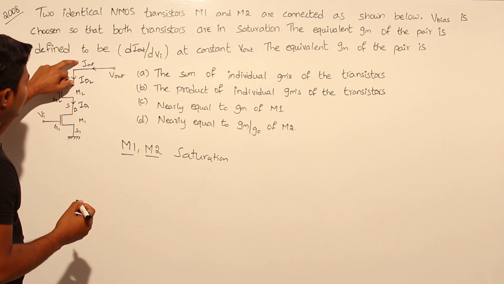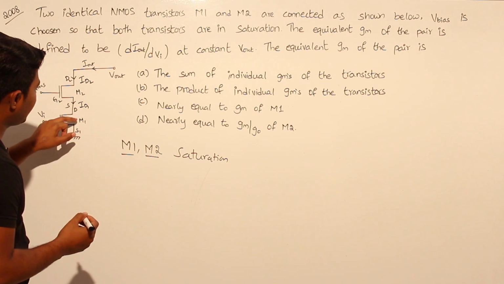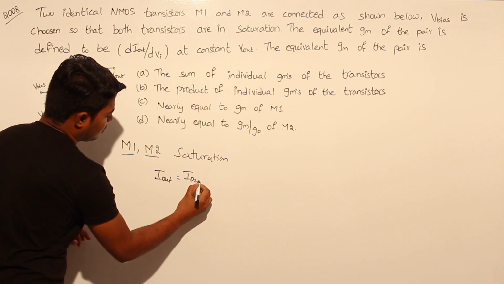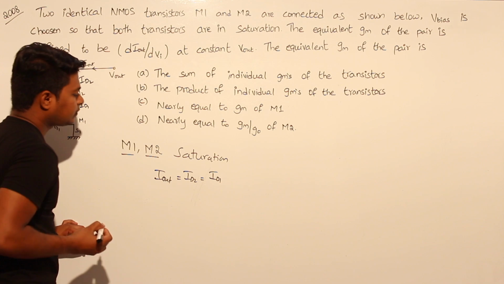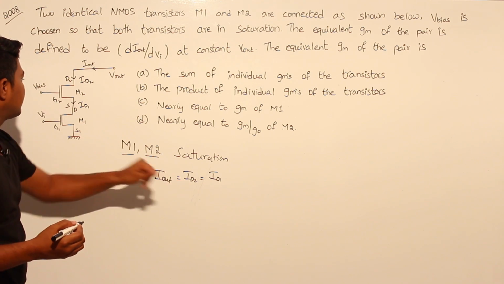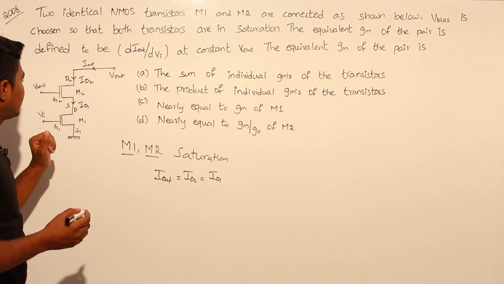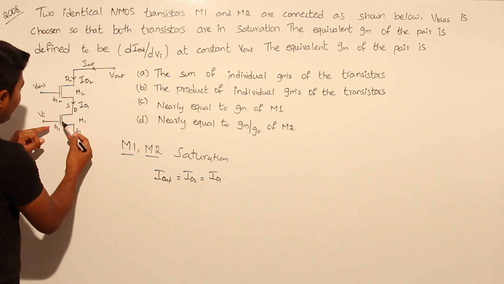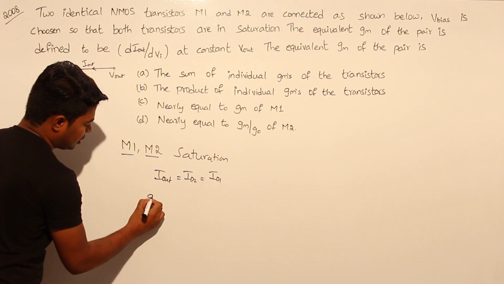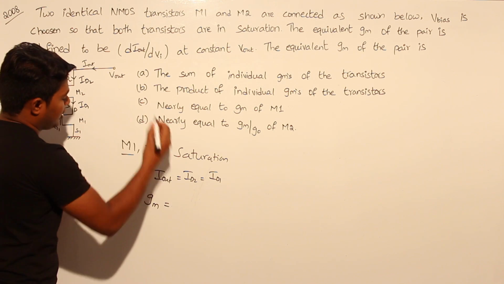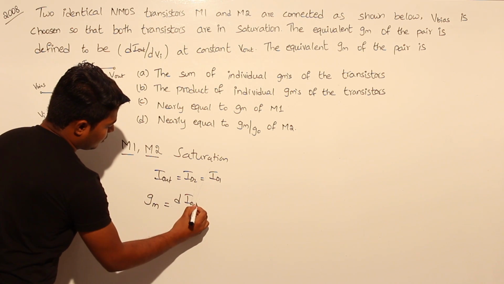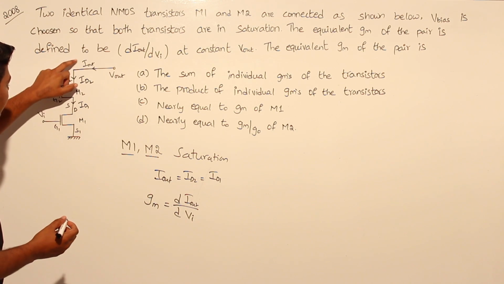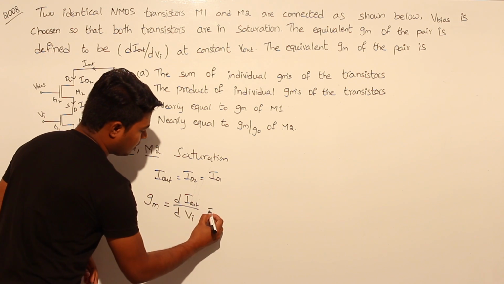If you see here, Iout is equal to ID2, that is equal to ID1. So from this diagram we have derived this equation. Now as M1 and M2 are in the saturation region, the source of M2 is the same as the drain of M1. Now we can write the GM equation. The GM equation for the circuit is given by d Iout by dVi. Now Iout can be written as ID1, so simply replace Iout by ID1.